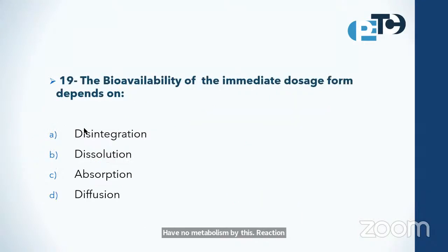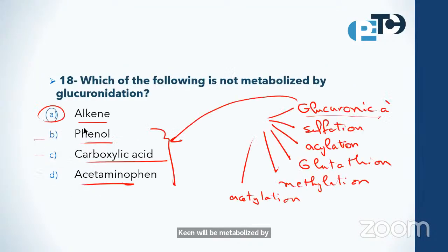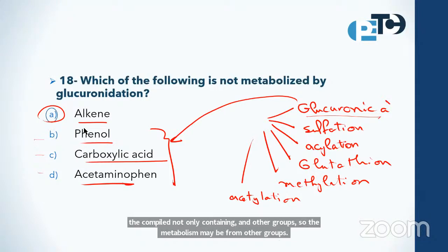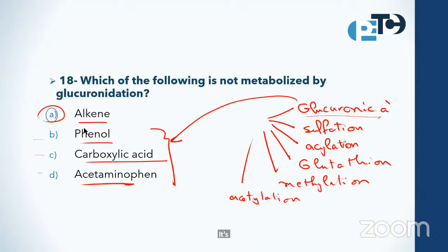Alkene will be metabolized by what reaction then? According to the remaining part of the compound, this group will not metabolize, will not do a reaction. But the compound not only contains an alkene group, it may contain other groups, so the metabolism may be from other groups. Yes, right. Any other question?